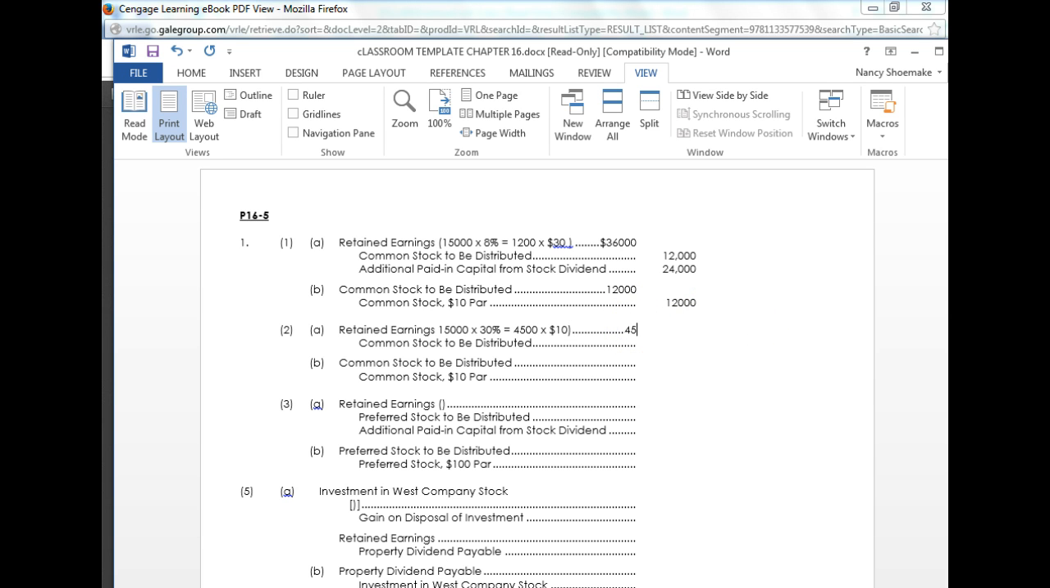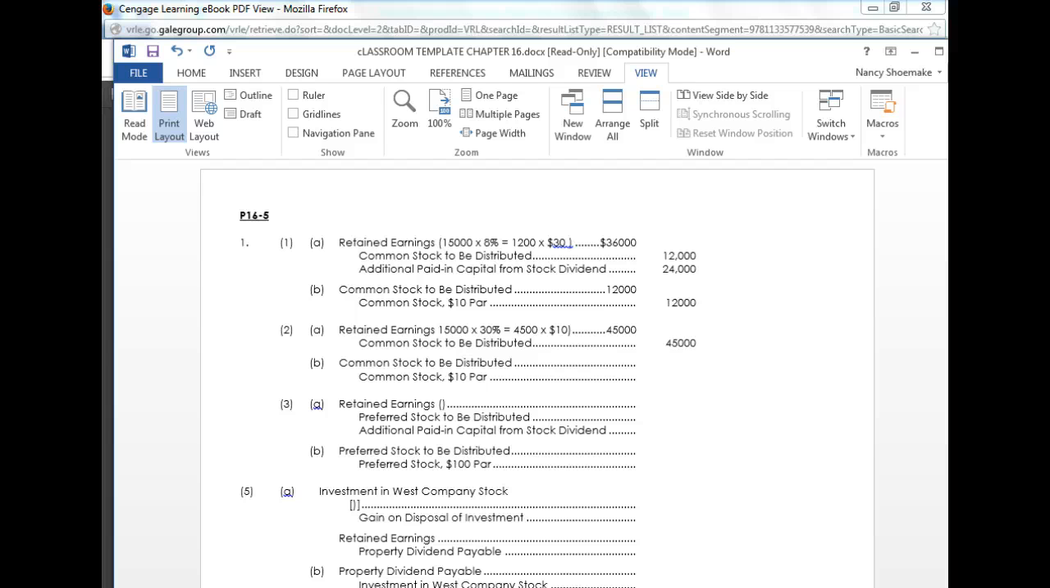I thought it was $32. No, it's over 25%. Remember, we had a problem like that last week. Once it goes over 25%, you don't do it based on market value, you do it based on par value. So if you have a question regarding a problem like this, you're going to need to know that if it's under 25%, it's handled one way, and if it's over 25%, it's handled another way. So $45,000 is your retained earnings debit. Your credit is $45,000.